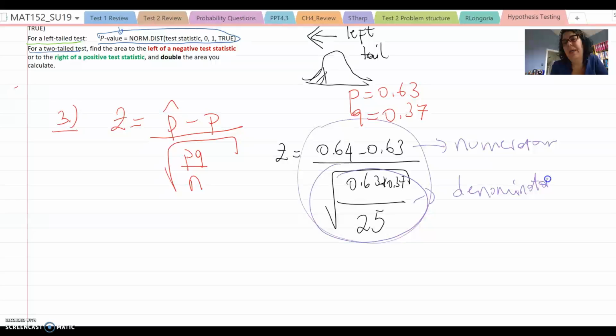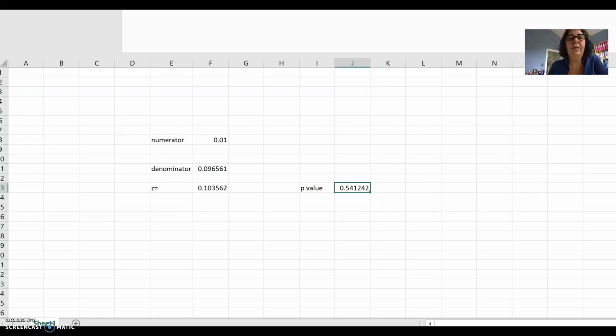Excel is not something that most of us are familiar with before this course. So it is very common, you're not alone. So what I've done here, I've already done it. So look at my numerator. That's what I entered there. And look at my denominator.